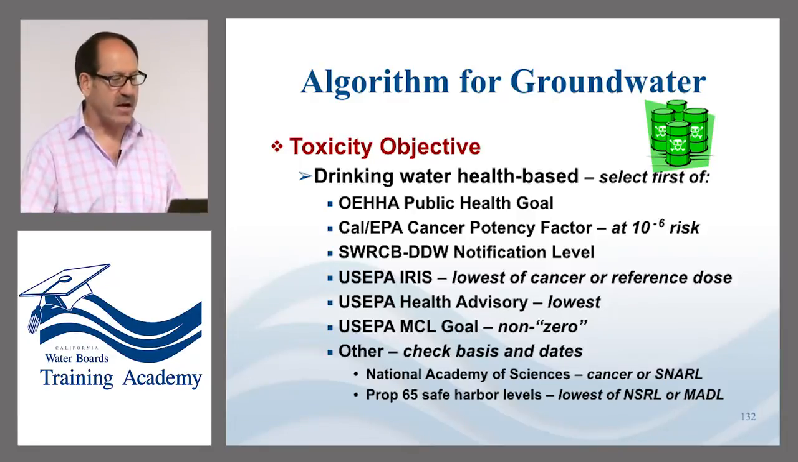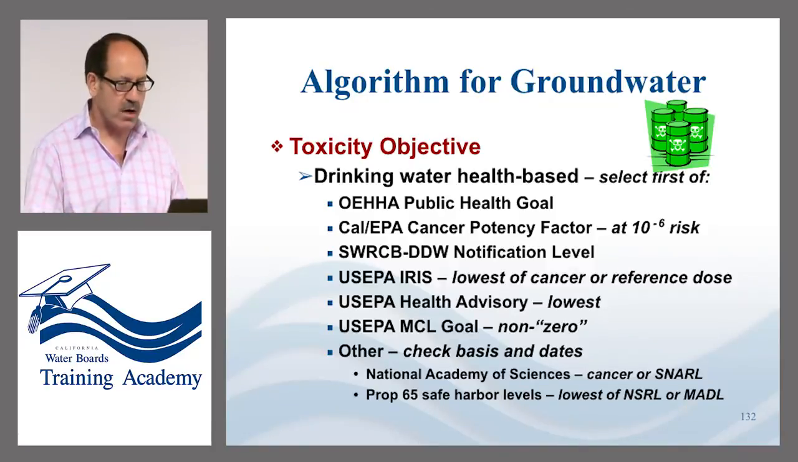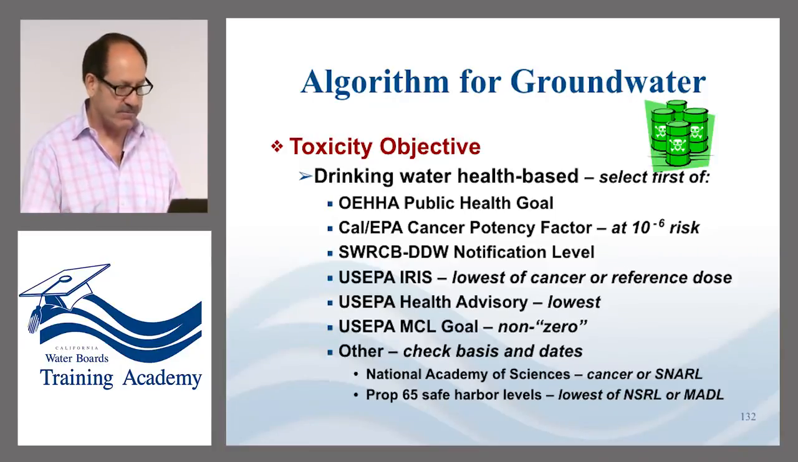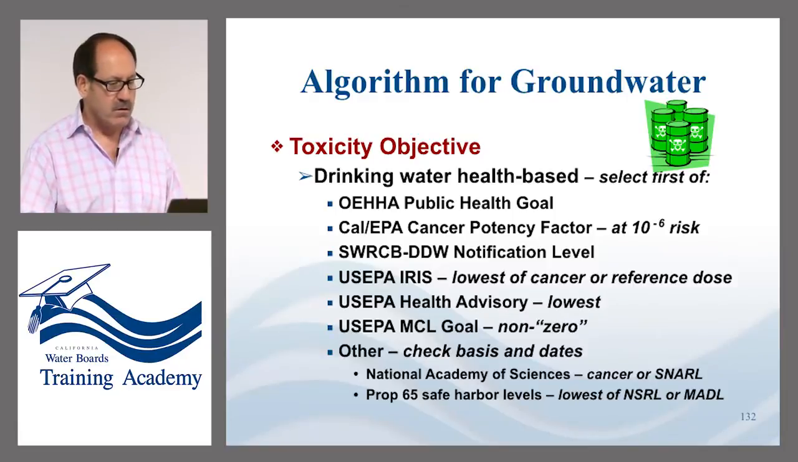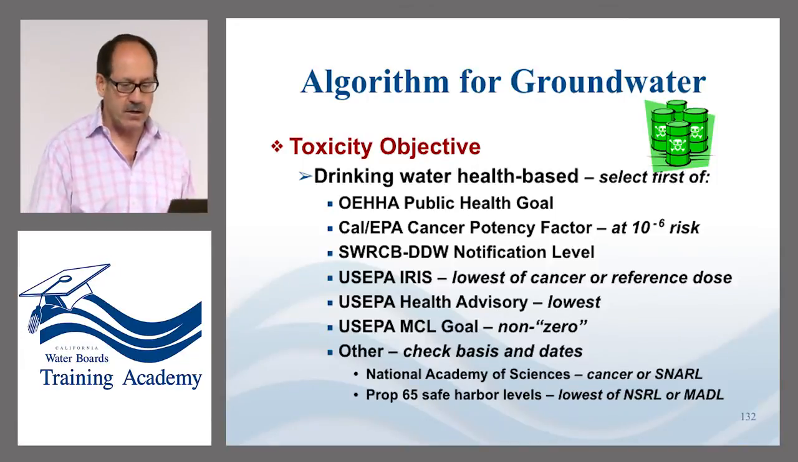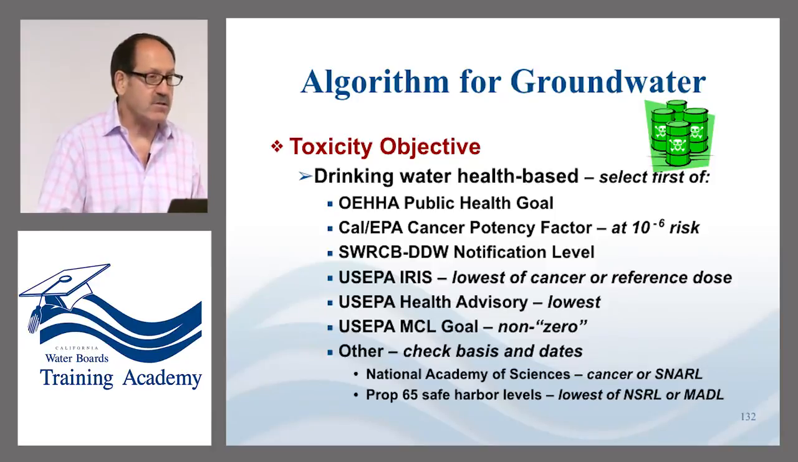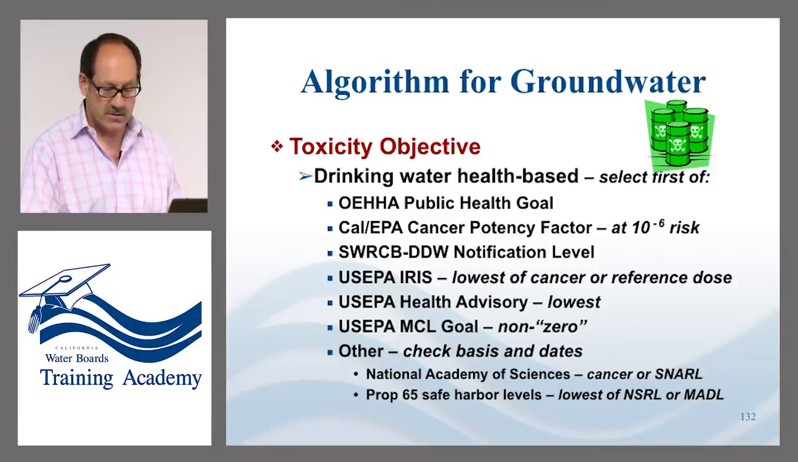If there's nothing there, EPA's health advisories. They're not updated as often, and that's why they have a lower hierarchy. And then MCL goals, if they're non-zero MCL goals for non-cancer health effects, would be next. Again, because those aren't updated very often. And then if you still have nothing, you might look at the National Academy of Sciences, drinking water and health, cancer and non-cancer health effects numbers. They're rather old. But you may have nothing else to rely on. And then the Prop 65 safe harbor levels, again, if you have nothing else to rely on.